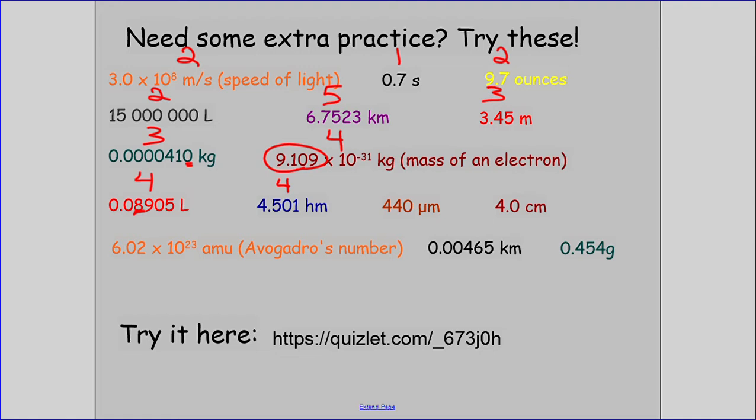440 micrometers, so it has no decimal after it, which means that last zero does not count. It only has 2. 4.0, there's a decimal, the 0 is going to count in that case. 6.02 scientific notation, it's the same thing as this one, so it has 3 in it. 0.00465 starts at the 4, so it would have 3, and then the last one would also have 3. So again, if you want some extra practice, I encourage you to try the little Quizlet, just to make sure that you have kind of an understanding of how to do it.